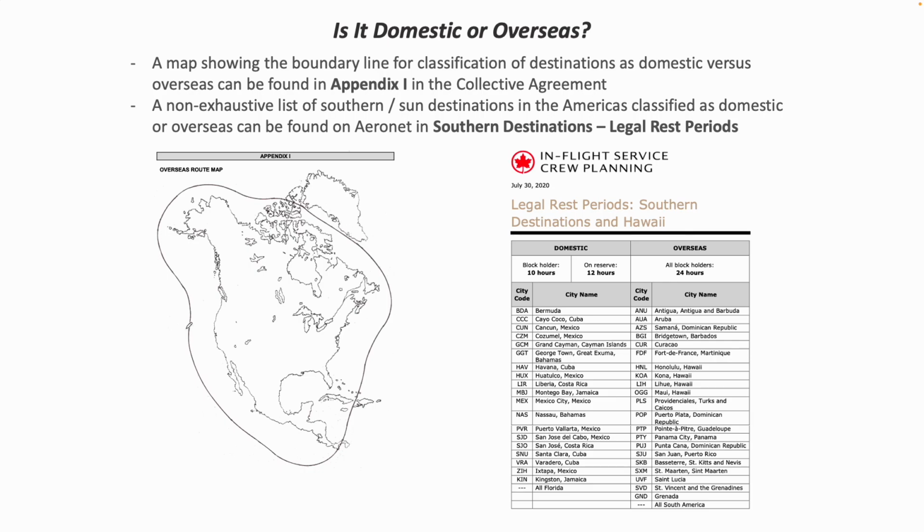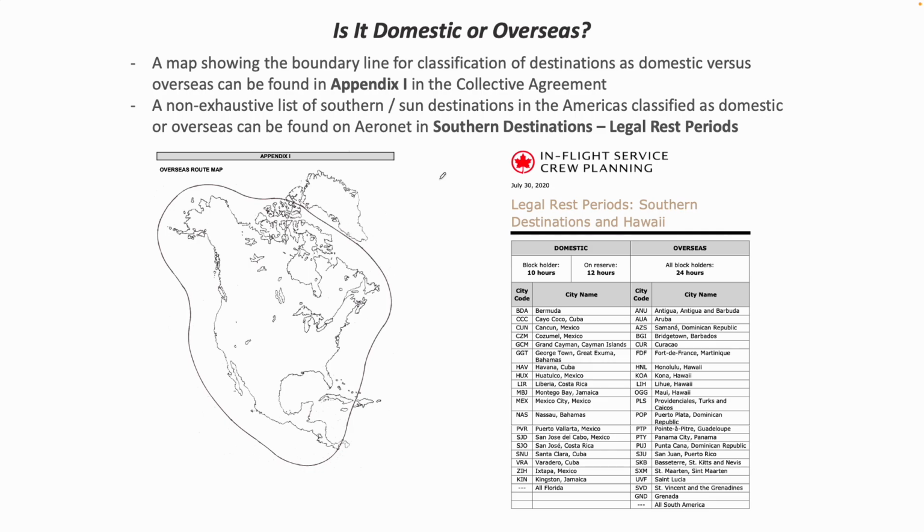We are often asked if a destination counts as domestic or if it counts as overseas with respect to contractual definition. Appendix 1 in our collective agreement has a map, and this particular map has a boundary line that is drawn around most of North America. Anything within the boundary line is considered domestic as a destination, and anything outside of the boundary line is considered overseas.